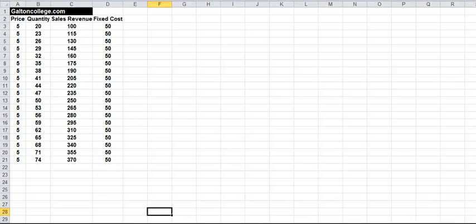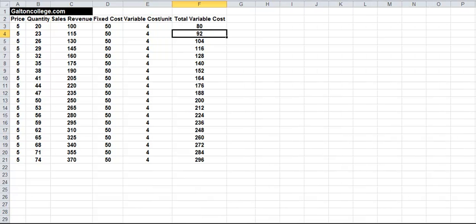The fixed costs, well, fixed costs are fixed. They're just a constant. In this case, 50 all the way through, in our simple example here, so we could estimate it, or put it down, to be 50. And then we've got the variable cost per unit. Now this is the cost of producing a single unit of output. So let's say it's 4. Now the quantity we produce is 20 times 4, so the total variable cost is 80. It's 23 times 4 equal to 92.